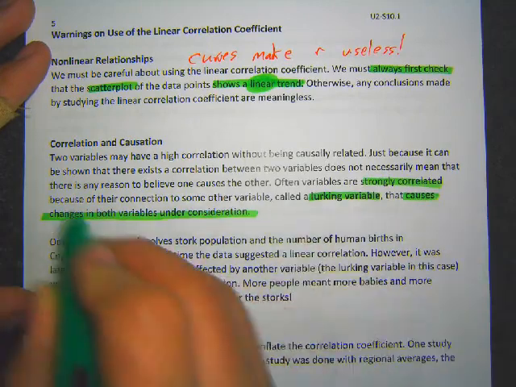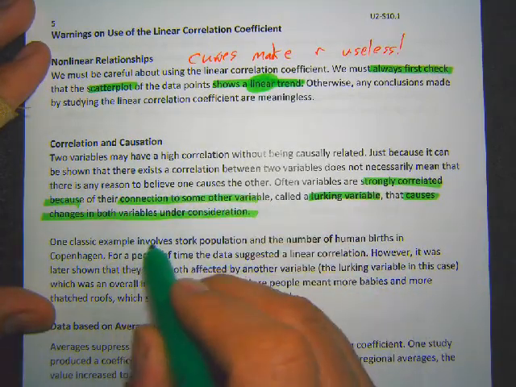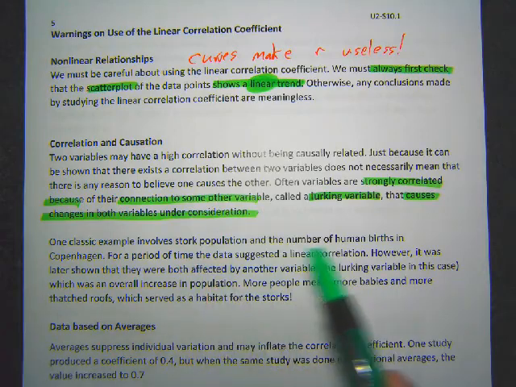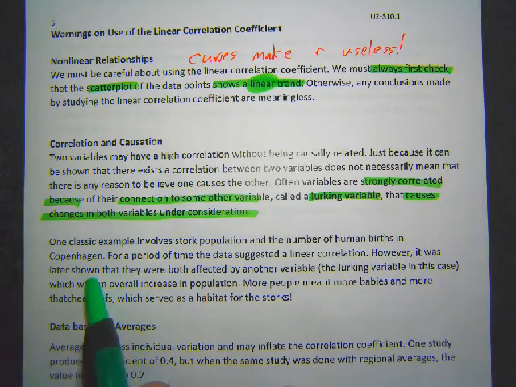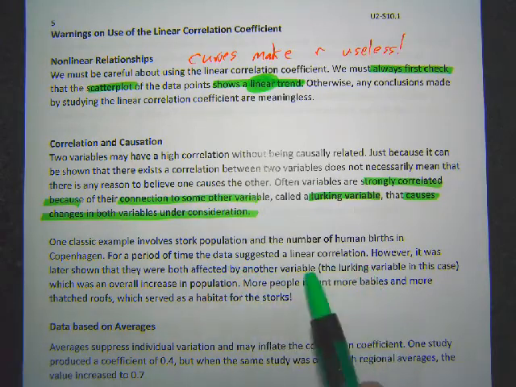They're strongly correlated because of their connection to some other variable. So just because we show a connection, an association, does not mean we show what causes what. There's one classic example, a fun one out of the book, so I want to share it with you. There's a stork population and the number of human births in Copenhagen. For a period of time, the data suggests a linear correlation. So it shows a connection.